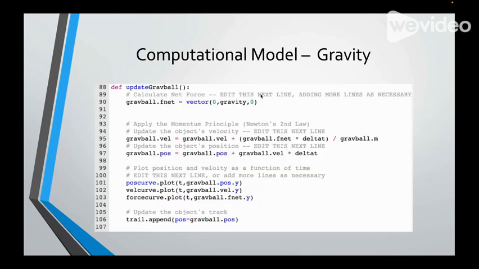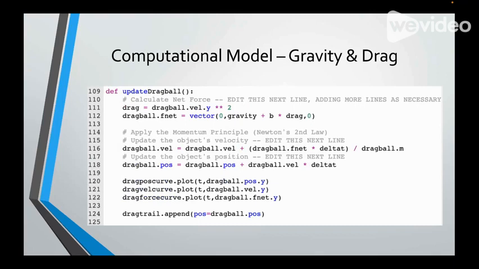Okay, my computational model with only gravity. Using that gravity that I had on the last slide, I put that into the F net, and I updated. After that, I used the velocity update formula and the position update formula to update both the velocity and the position of the ball for only gravity. But for the gravity and drag one, I used the drag formula, which was B times V squared, and I added that on to gravity and then did the same thing with the velocity update, position update.